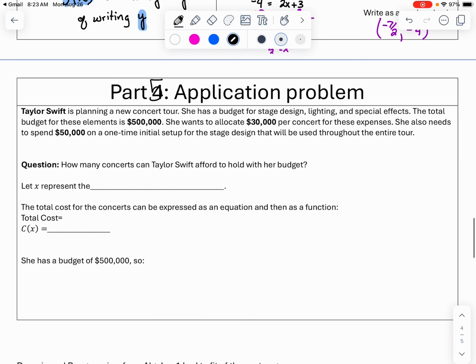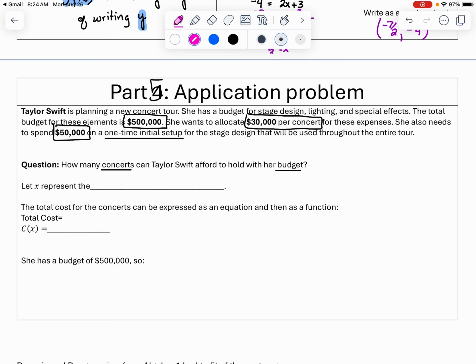Taylor Swift is planning a new concert tour. She has a budget for stage design, lighting, and special effects. The total budget for these elements is $500,000. So that's her budget. She wants to allocate $30,000 per concert for these expenses, and she needs to spend $50,000 on a one-time initial setup for the stage design that will be used throughout the entire tour. How many concerts can Taylor Swift afford to hold within her budget?